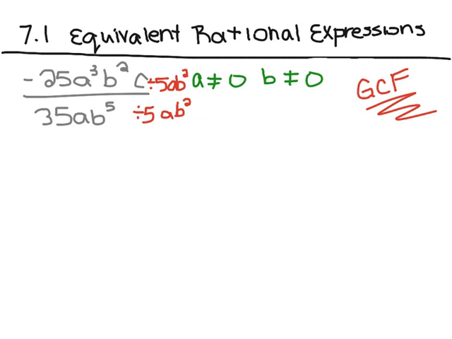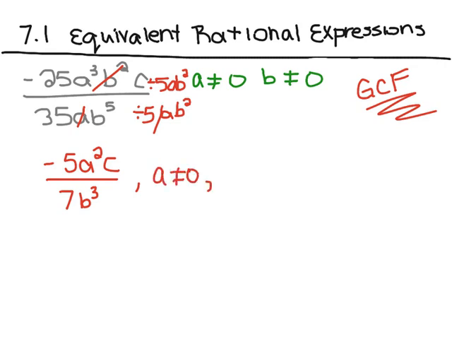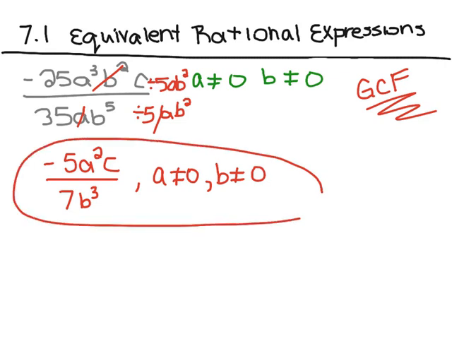So we will be left with, on the top, negative 5, a squared. The b's will cancel, c, over 35 divided by 5 is 7. The a's will cancel, and you'll be left with b cubed, when a cannot equal 0, b cannot equal 0. You have to always put in your non-permissible values. It's part of your answer.